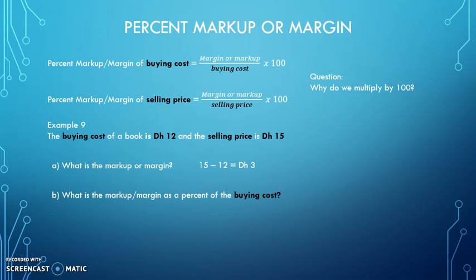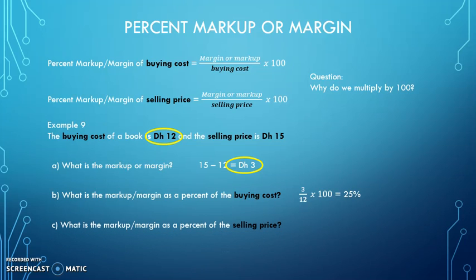B. What is the markup or margin as a percent of the buying cost? Okay, so we know that the markup is 3 dirhams. We know that the buying cost is 12 dirhams. So the markup as a percent of the buying cost would be 3 divided by 12 times 100, which is 25%.